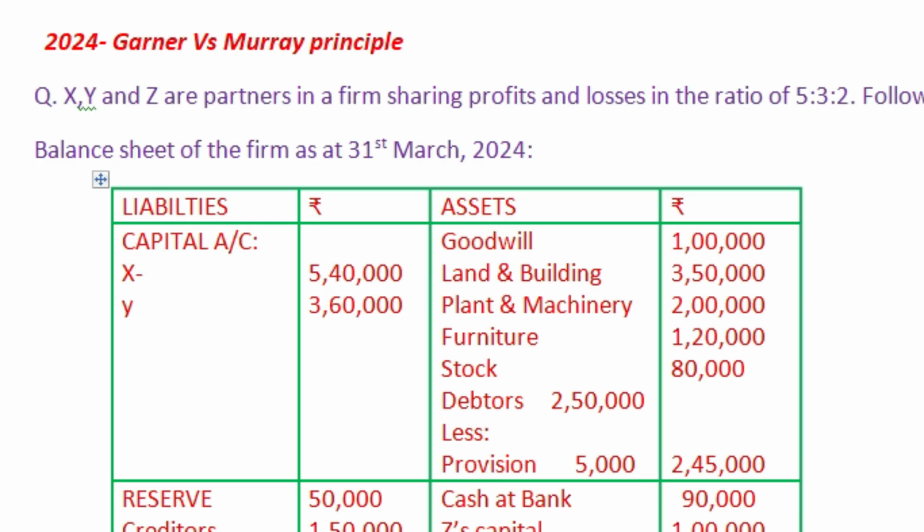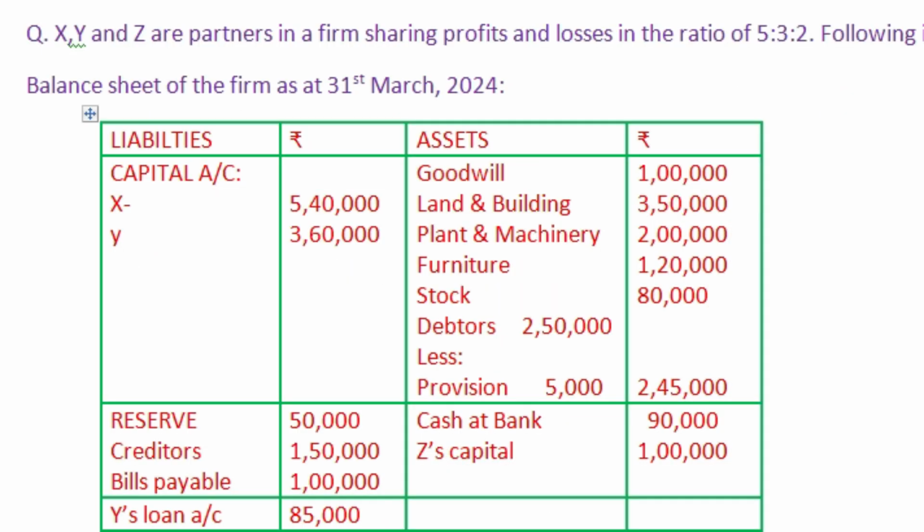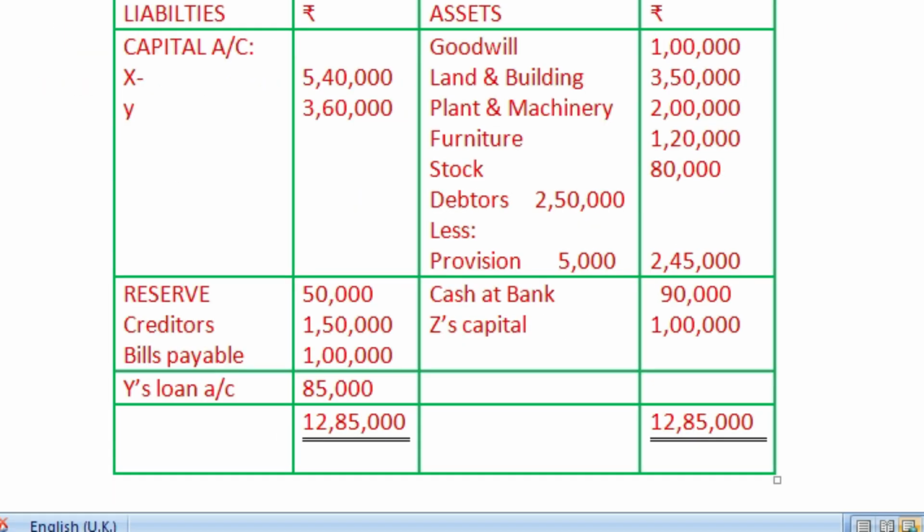This class topic is dissolution of partnership firm when one of the partners becomes insolvent. Closing the books of accounts on dissolution of partnership firm using Garner versus Murray principle. The dissolution problem is to be solved using Garner versus Murray principle. This principle focuses on the capital accounts of both the solvent and insolvent partners. This does not affect the realization account, and the realization account is prepared as usual.